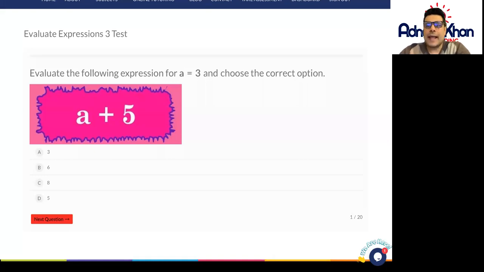So here we've got a + 5 as a question. Now from our question itself, we can see that a represents 3. So in this case, it will be 3 add 5. Pretty simple. And that answer will be 8.